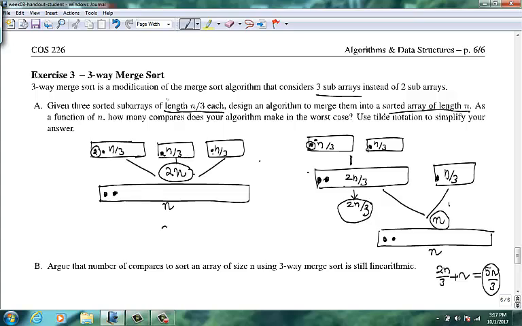So in the previous approach, we had to do 2n comparisons. In the new approach, we have to do 5n over 3. Among the two, this seems better. 5n over 3 is smaller than 2n. So you can assume that in the merge step, when you do 3 arrays of size n over 3, the number of comparisons you have to do is Cn, where C is either 2 or 5 over 3.